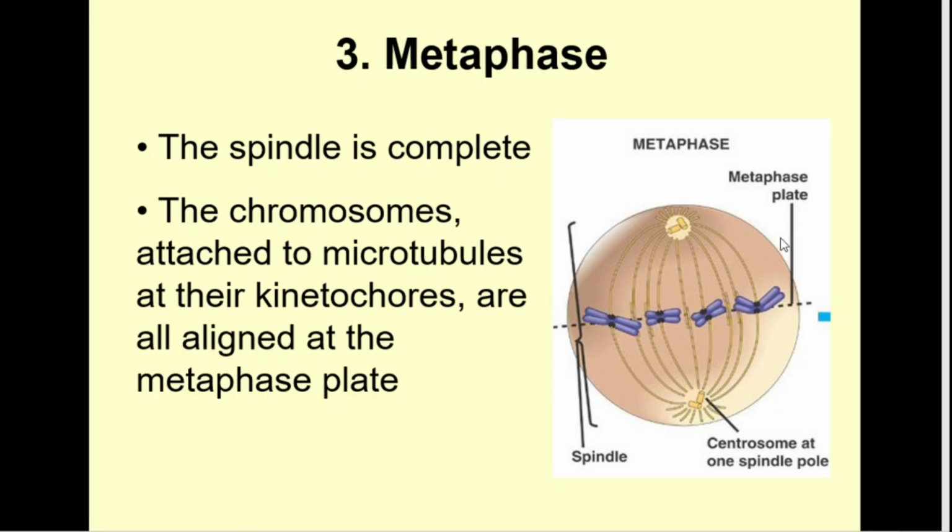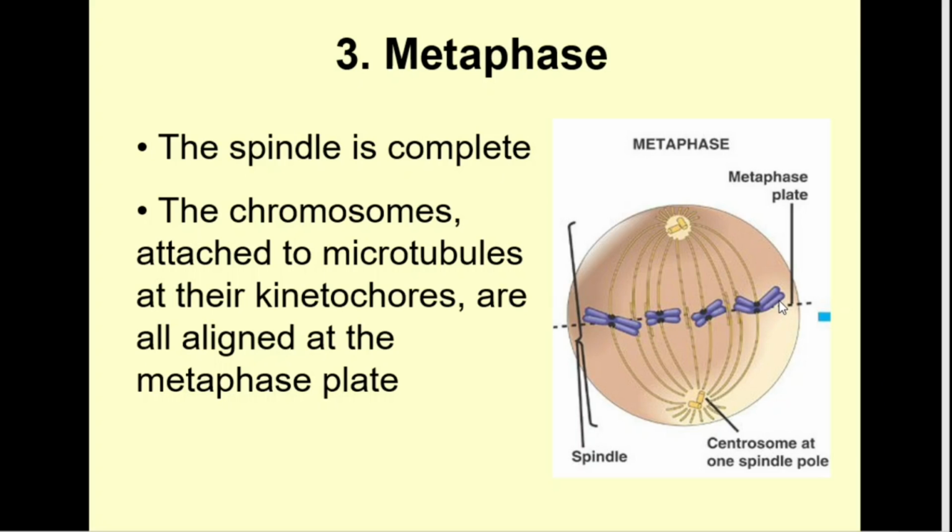So you can see that up here. It's not a real plate, obviously. It's just an imaginary line through the middle of the cell, and the chromosomes are aligned along it. And they are aligned in such a way that each chromosome has one of its sister chromatids facing towards one pole of the cell, and the other sister chromatid is facing towards the other pole of the cell. So we can see all four of these chromosomes are arranged in that way.